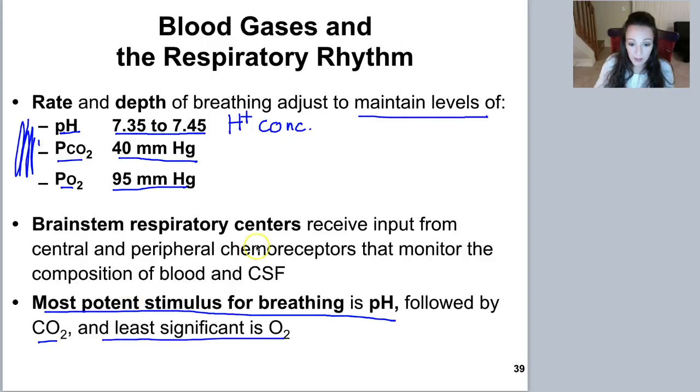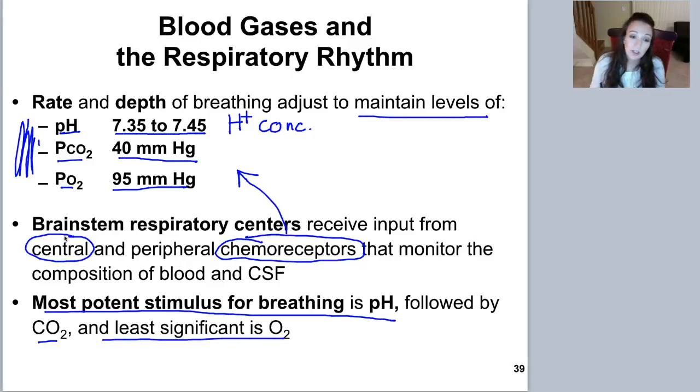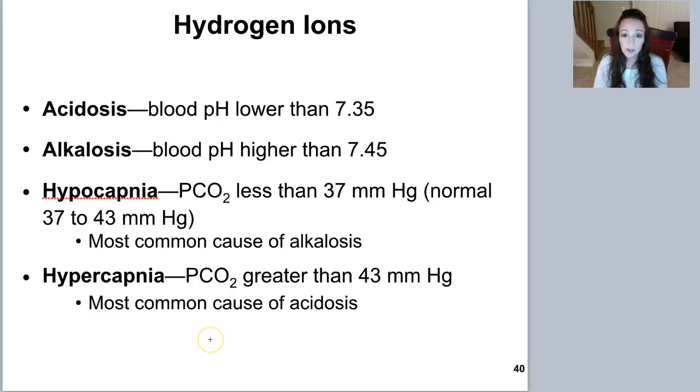Now, do you remember that our chemoreceptors are the ones that monitor these three factors here? Okay, so the chemoreceptors are monitoring these. Remember, we have them in the central nervous system, in the medulla, and they monitor these values in the cerebrospinal fluid. And then we also have peripheral chemoreceptors in the internal carotid artery and in the aorta that monitor these values in the blood. Okay, so make sure you know that. I know we've talked about that before, so that should be a review for you. On to our next slide.